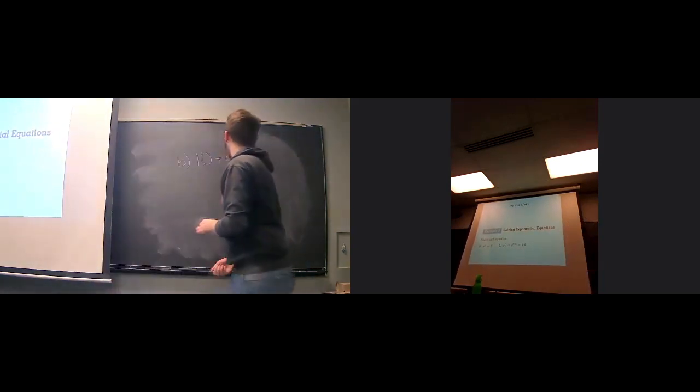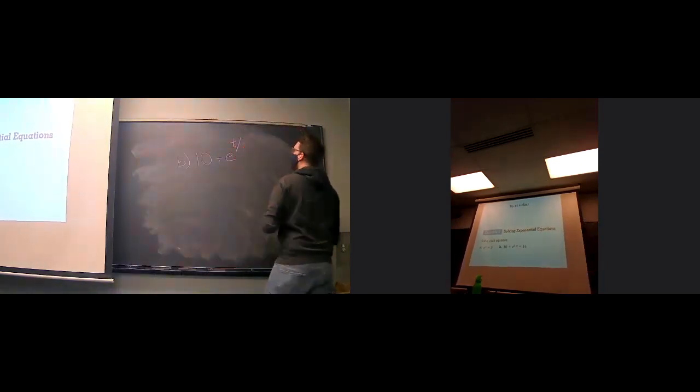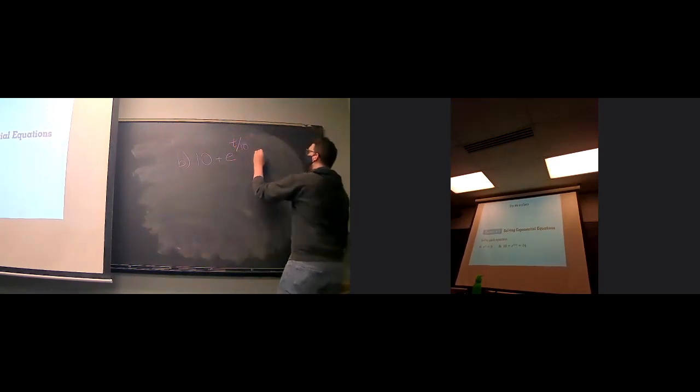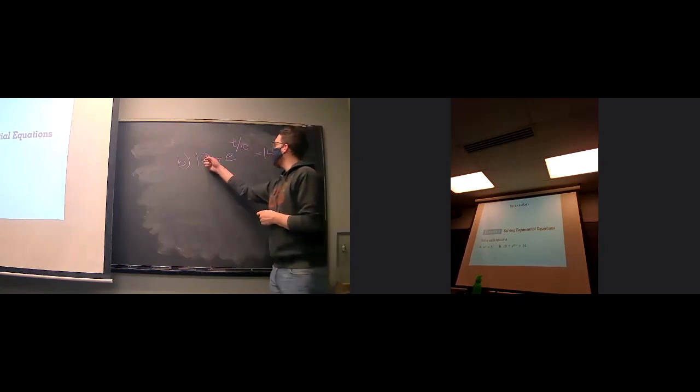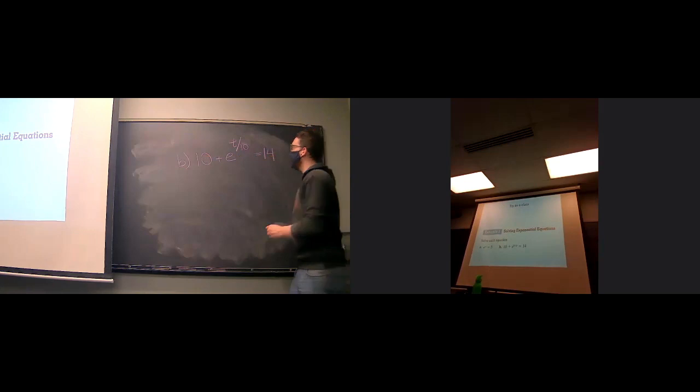All right, so B is equal to 10 plus e raised to the t over 10. Notice I just went ahead and replaced this decimal with the fraction. No big deal here. This thing is equal to 14. What is t? Well, the first thing we're going to want to do is subtract 10 from both sides.